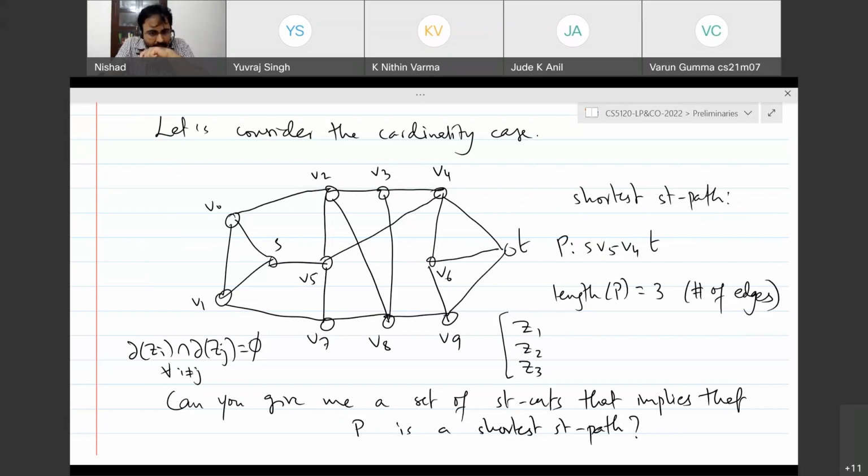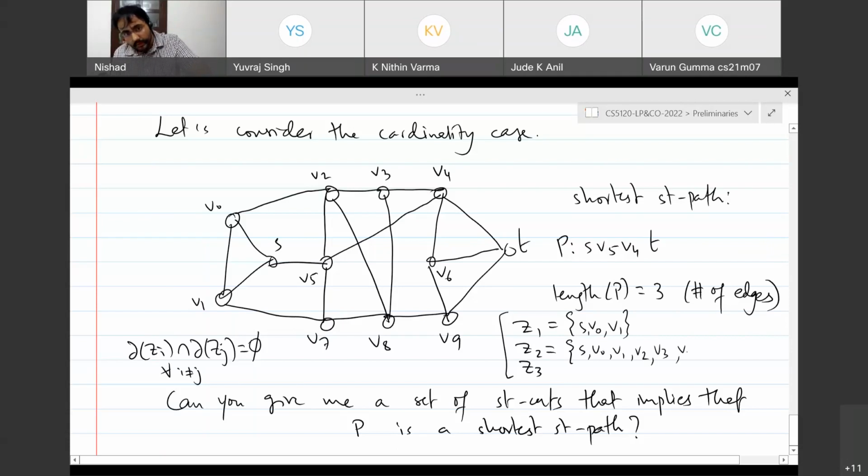One can be S, V0, V1, and the rest. Okay, so your first set is S, V0, V1. Your second set is S, V5, V0, V1, V2, V3, V7, V8. Sorry, I missed it. S, V0, V1, V2, V3, V5, V7, and V8.